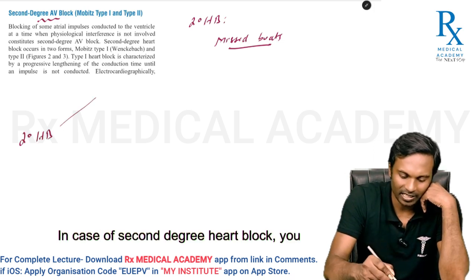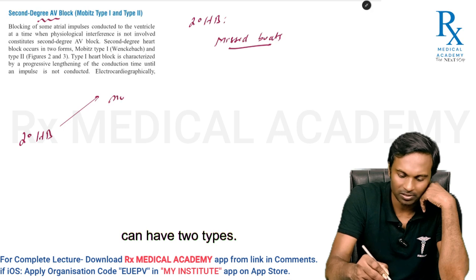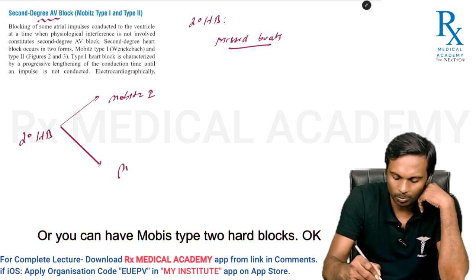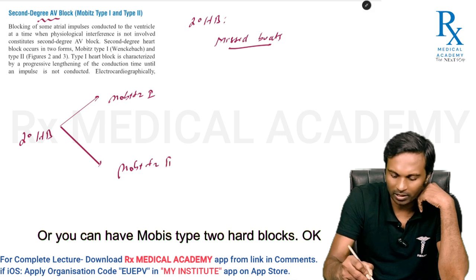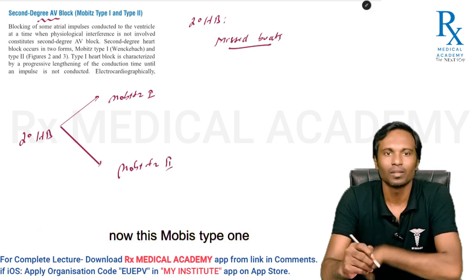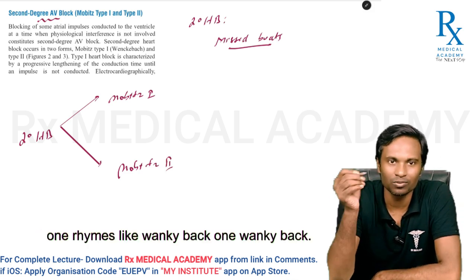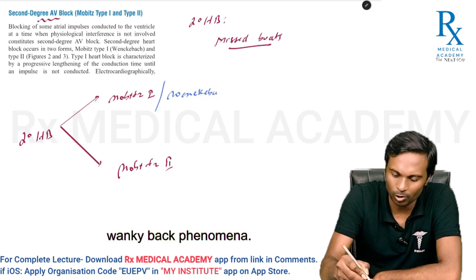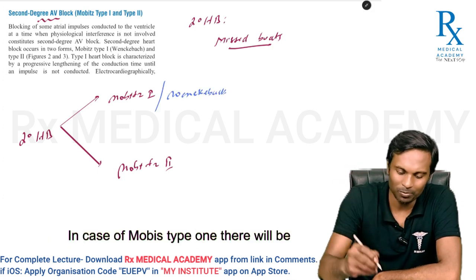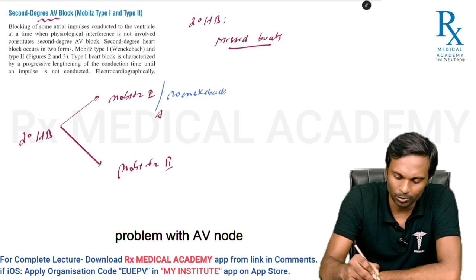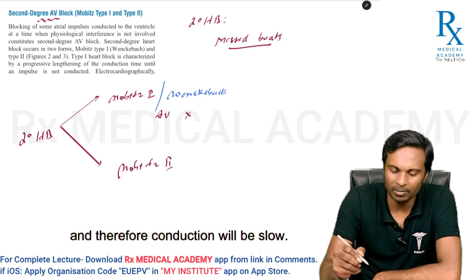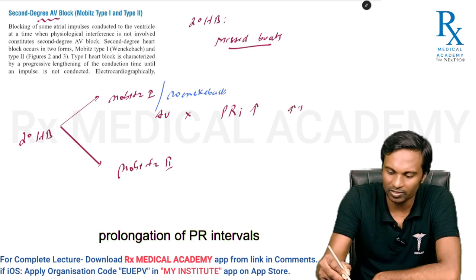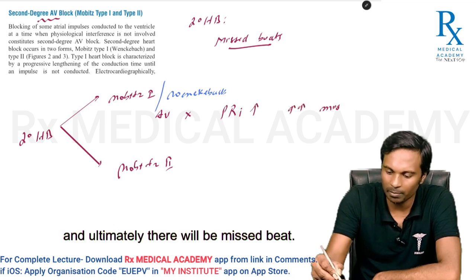In case of second degree heart block, you can have two types. You can have Mobitz type 1 or you can have Mobitz type 2 heart blocks. Okay. Now this Mobitz type 1 rhymes like Wenckebach, one Wenckebach. So this is also known as Wenckebach phenomenon. In case of Mobitz type 1, there will be problem with the AV node and therefore conduction will be slow. It will result into progressive prolongation of PR intervals and ultimately there will be a missed beat.